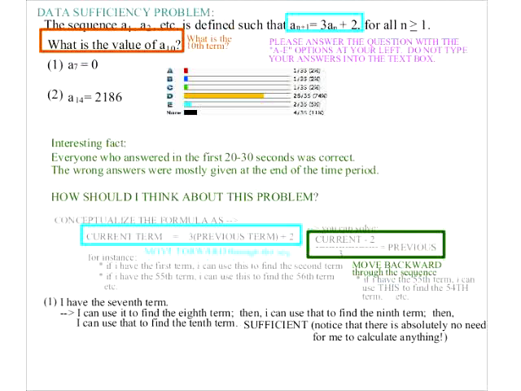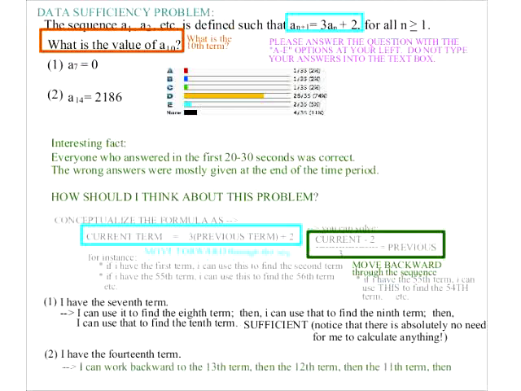Here I have the 14th term. If I use the green method of working backwards, I can work backward to the 13th term, then the 12th term, then the 11th term, then the 10th term. Sufficient. And again, you should not be bothering to calculate this stuff.